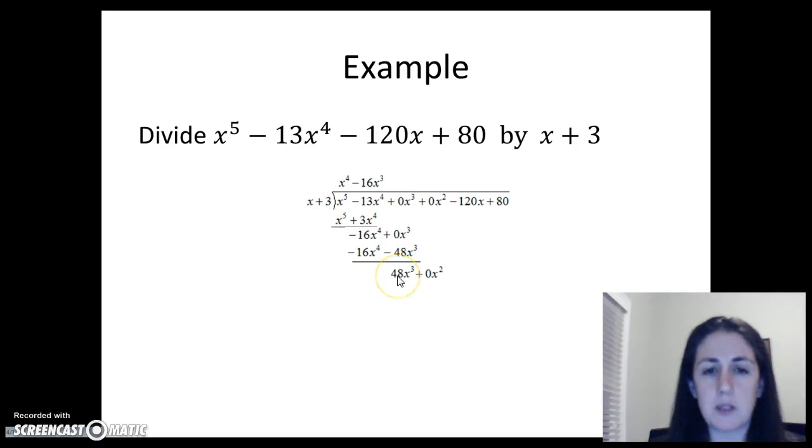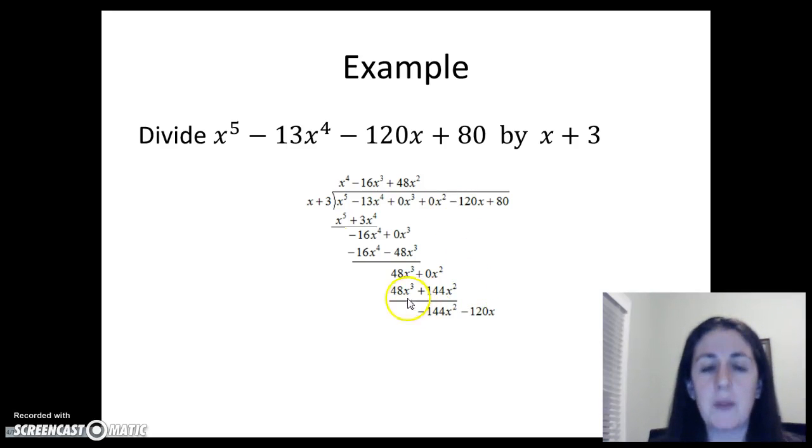x times what gives us 48x cubed? 48x squared. Distribute the 48x to both of these and subtract completely. The 48x cubed will cancel. 0 minus 144 gives us negative 144x squared. x times what gives us negative 144x squared?